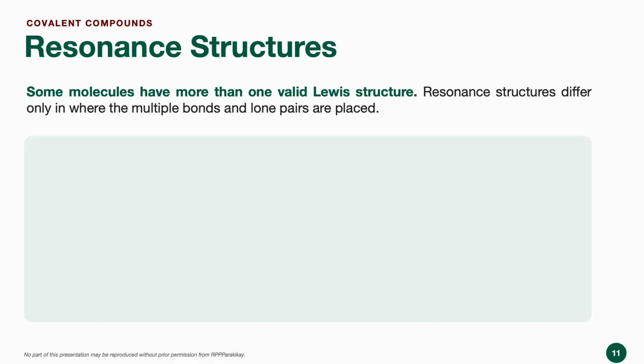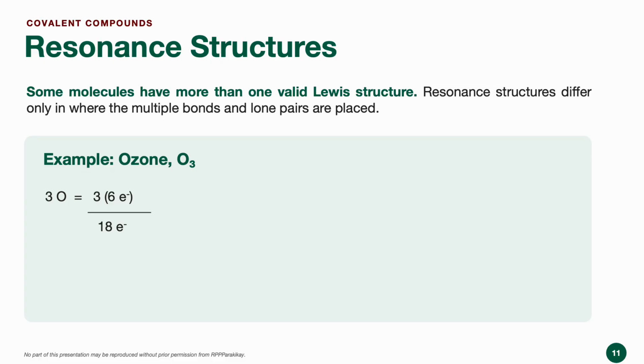So for example, let's consider ozone, or O3. Writing the Lewis structure, first, let's count the total valence electrons. Oxygen is in group 16, so each atom has 6 valence electrons. And with 3 oxygens and no overall charge to adjust, we have 6 times 3. In total, we have 18 valence electrons.